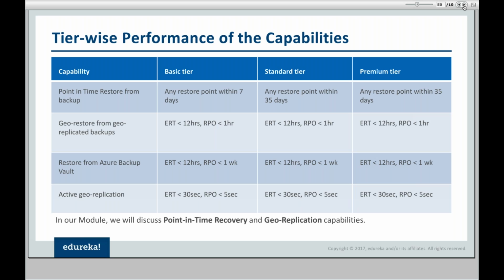The geo restore from geo replicated backups will take the estimated recovery time less than 12 hours and the recovery point of time within less than 1 hour. And that's moreover the same for other plans as well. The restore from Azure Backup Vault, where you create a OMS, and from there, if you want to take a backup, then you will come up with less than 12 hours to do the same, and that's the same with other tiers as well. And you have the active geo replication also. As I told you, it's less than 30 seconds. It could be a matter of even micro milliseconds when it goes with small workloads.